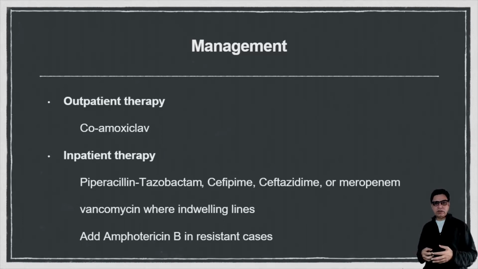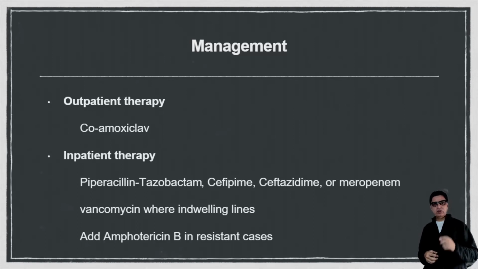And in those kids who are presenting with fever, and despite, let's say, giving them 1 or 2 courses of antibiotic, they are not improving, in that particular case, then you should be considering antifungal drugs as well. And one of the good antifungal drugs is amphotericin B, or you can even add fluconazole.